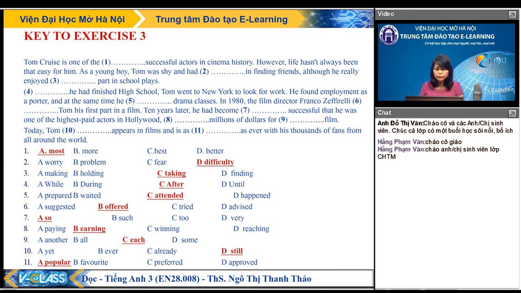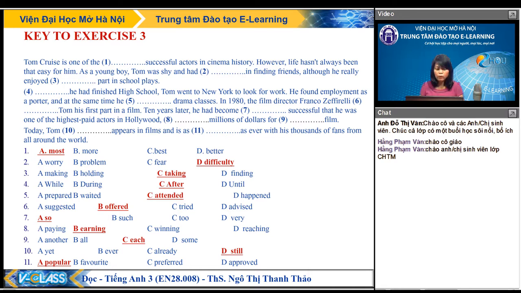What about number 3? Although he really enjoyed part in school plays. So after enjoyed is a verb, alright? But which word? Here is the phrasal verb. Which word goes with part in? It means take part in, to join the school play. So the answer here is C.